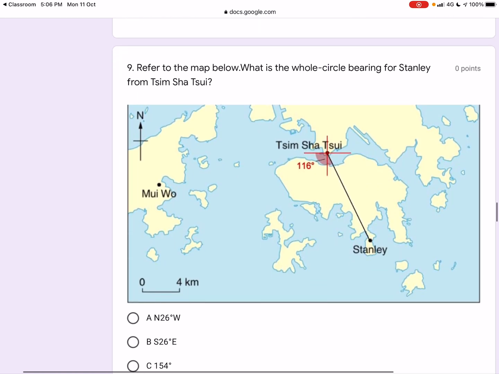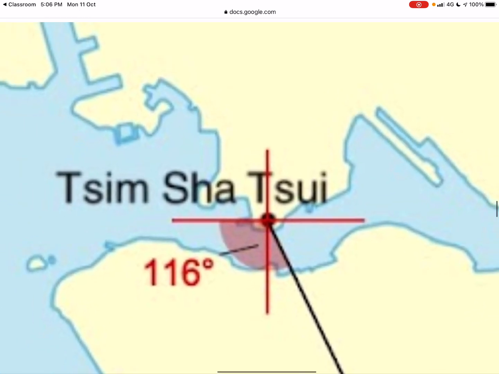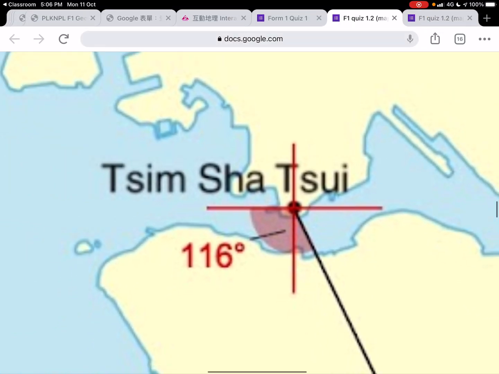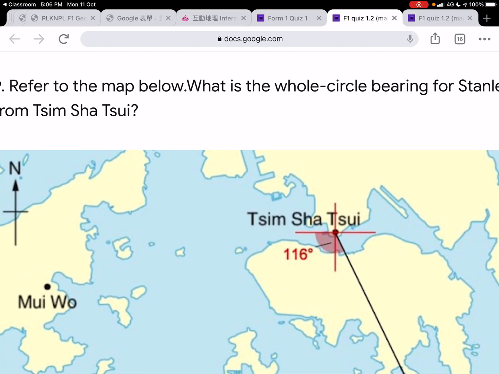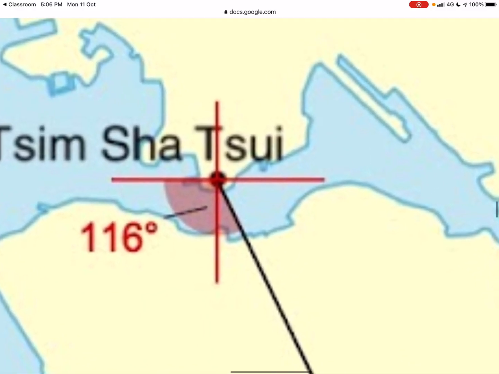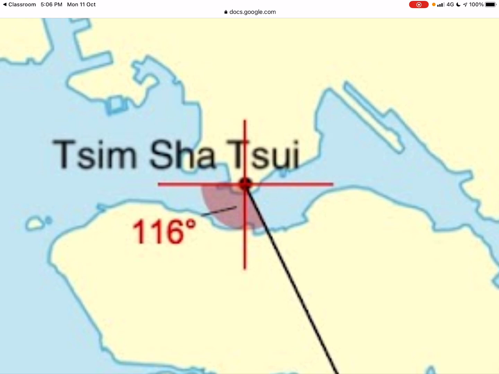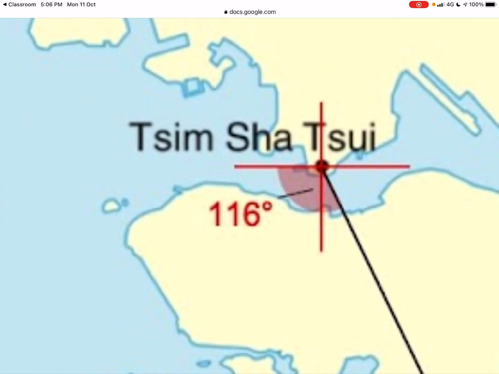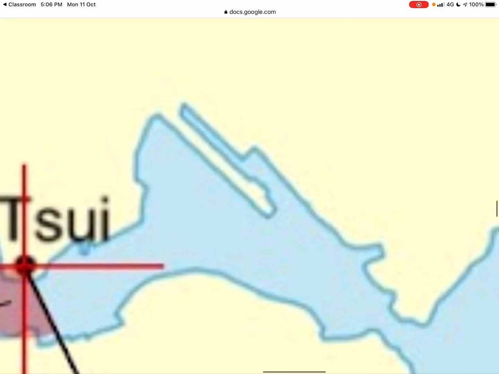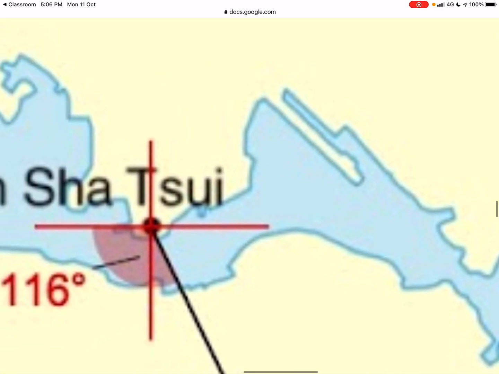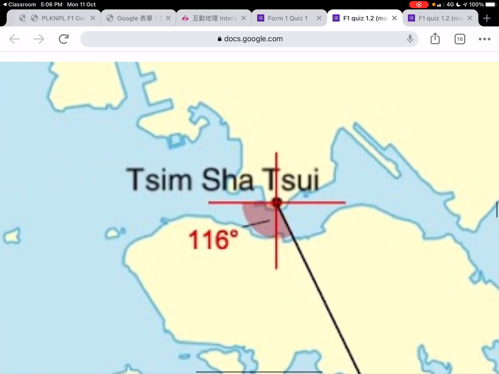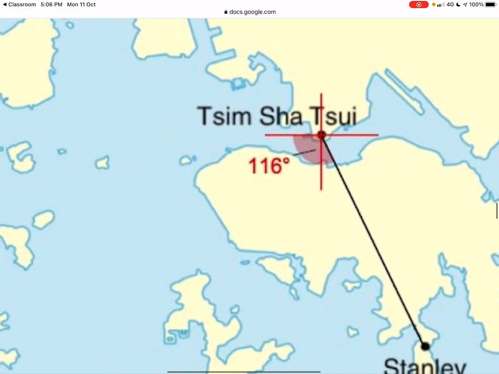So whole circle bearing for Stanley from Tsim Sha Tsui, okay, always making this, okay. If it's from Tsim Sha Tsui, you can see from Tsim Sha Tsui always makes the course in the Tsim Sha Tsui, but this one is going to fake you, okay. This angle is going to fake you. You're going to start from the north line right here, and then when you are trying to measure it, it should be 90 plus something, okay.